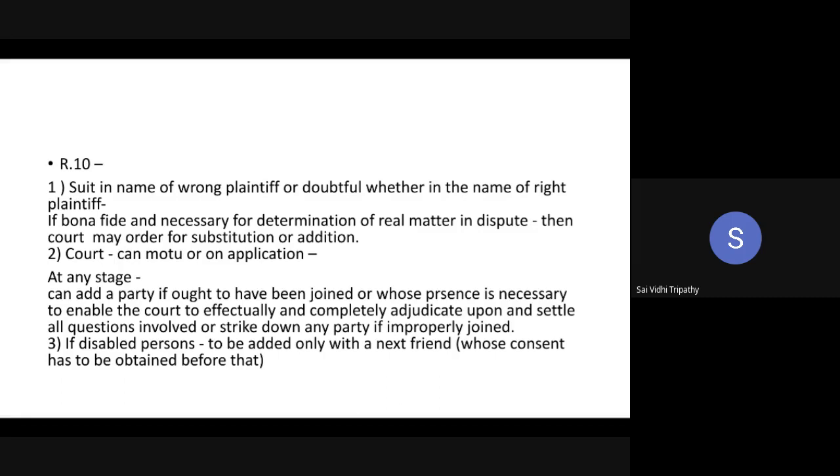So next friend means guardian. Whenever a disabled person is to be added, is to be added only with a next friend, and that next friend's consent has also to be obtained before he is added. So basically, whenever you want to add a disabled person, you have to find the next friend, you have to take the consent of that next friend, and then you have to add that next friend. Then only the suit will be good to go.